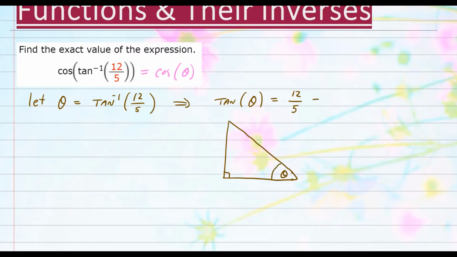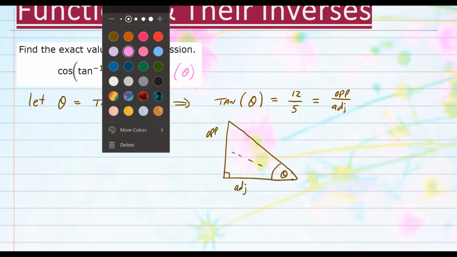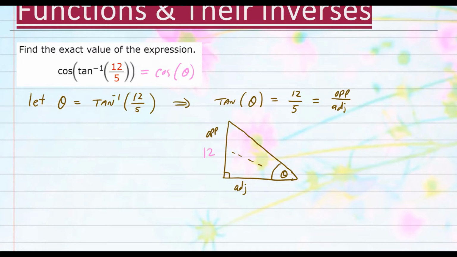Now we know tangent by definition is opposite over adjacent. So that means across from theta is the opposite length, and this would be the adjacent. So this is going to be 12 and this is going to be 5. If that's the case, now we just need to figure out what the hypotenuse is. So we're going to use Pythagorean's theorem to figure out what the hypotenuse is.